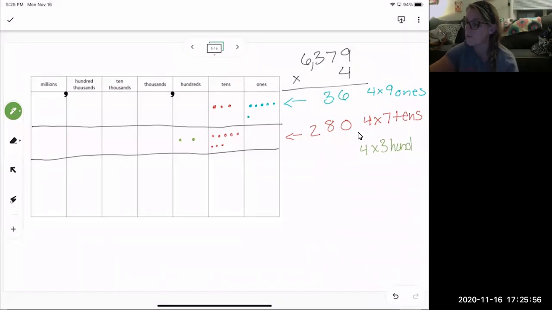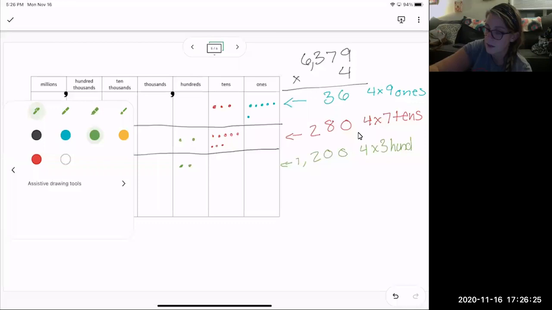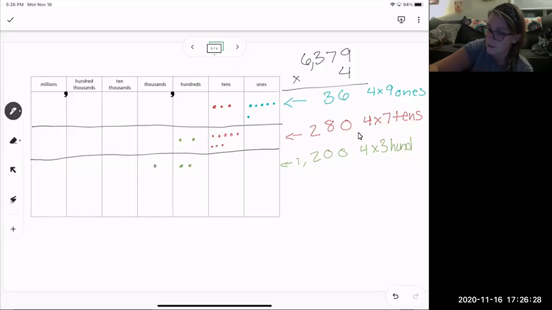Okay, so 4 times 3 is 12. So 12 hundreds is what we're going to write in our place value chart or in our partial products. So 12 hundreds is equal to 1,200. Okay, so if I'm drawing 1,200 in my place value chart, I would draw 2 in the hundreds place, and I would draw 1 in the thousands place.